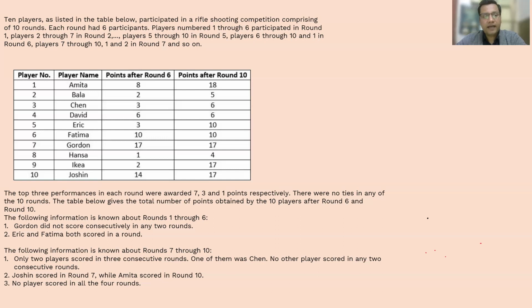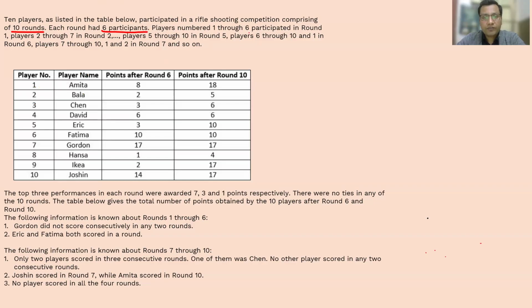So the set reads: there are 10 players listed in the table below participating in a rifle shooting competition comprising 10 rounds. So there are 10 rounds in this competition and each round has 6 participants. You can see that there are 10 players participating in this tournament, but in each round only 6 participants are participating. That means the rest 4 are not participating in that particular round, right?